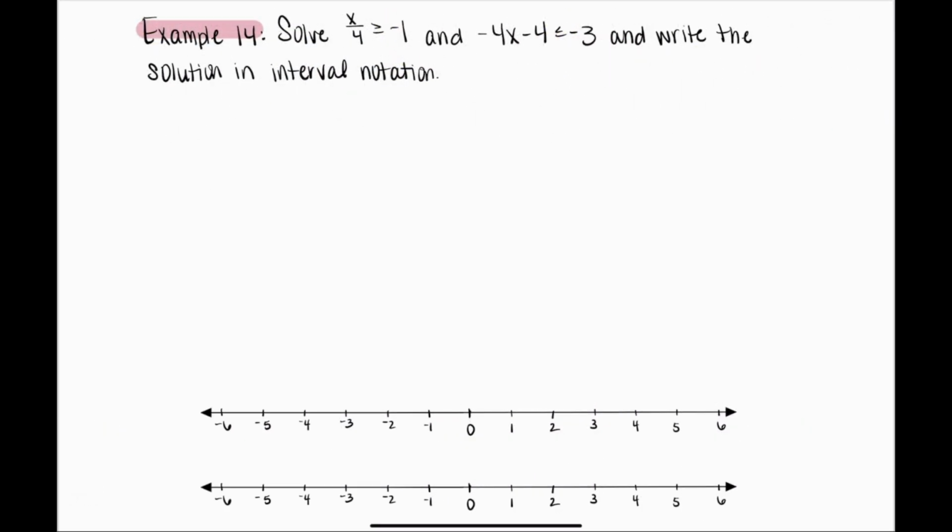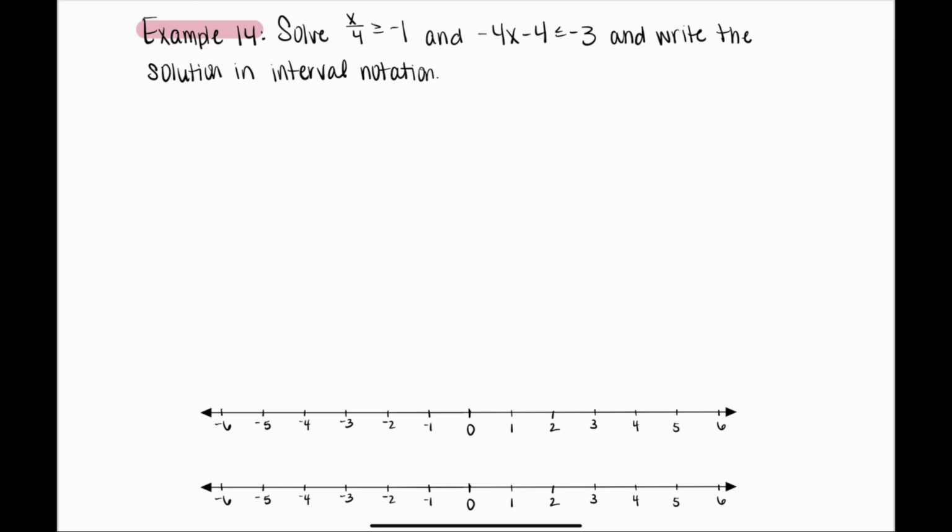Let's get started with example 14. We are asked to solve the following compound inequality and write the solution in interval notation. x divided by 4 is greater than or equal to -1, and -4x minus 4 is less than or equal to -3. We'll solve the two inequalities individually.